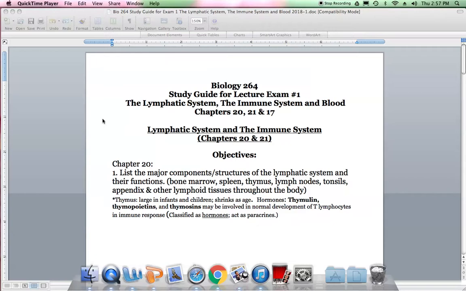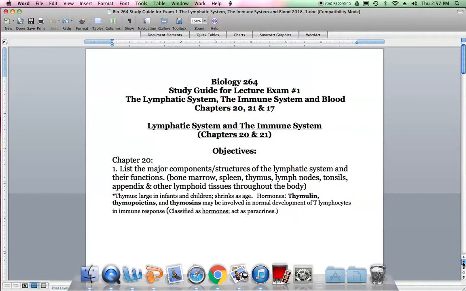Everyone, I'm going to go through the study guide for lecture exam 1. This is on chapters 20, 21, and 17: the lymphatic system, the immune system, and blood. So chapter 20 is on the lymphatic system, and there are two major objectives for this chapter.